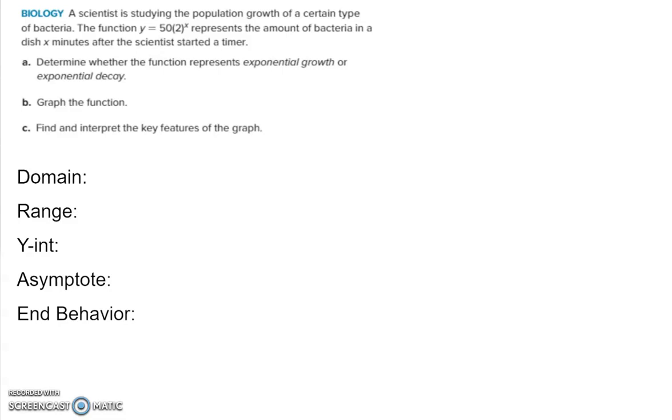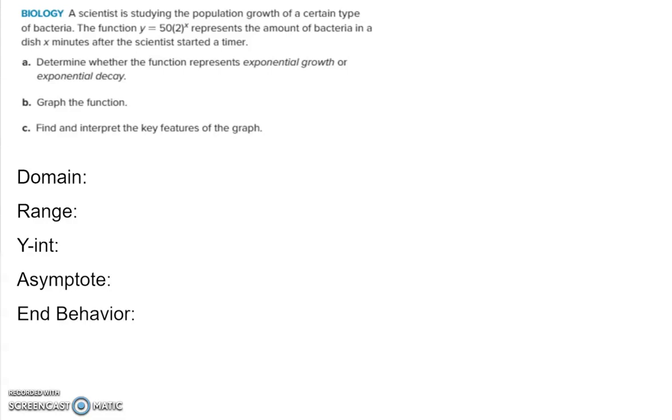In this video, I'm going to go through question 3 on lesson 8-2. It says, the scientist is studying the population growth of a certain type of bacteria. The function y equals 50 times 2 to the x power represents the amount of bacteria in a dish x minutes after the scientist started a timer. Part A says, determine whether the function represents exponential growth or exponential decay.